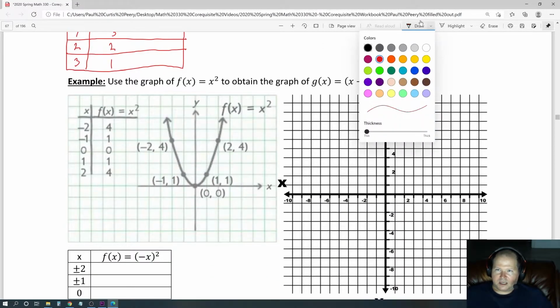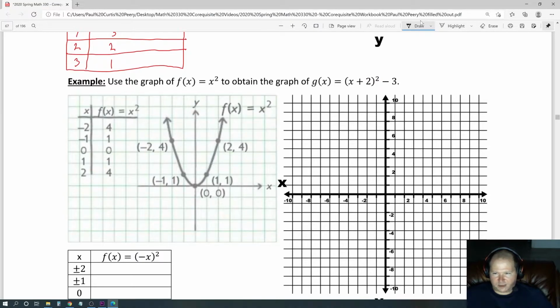Okay, so let me do the original one on this one. It should have looked something like that. There we go. And like that. Okay, so that was the original one. Now, without me actually filling out that chart, let's see if we can figure this out. It's adding 2 here to the x's, so it's opposite looking. So it should go 2 to the left. And because I'm subtracting 3 here, it should go 3 down.